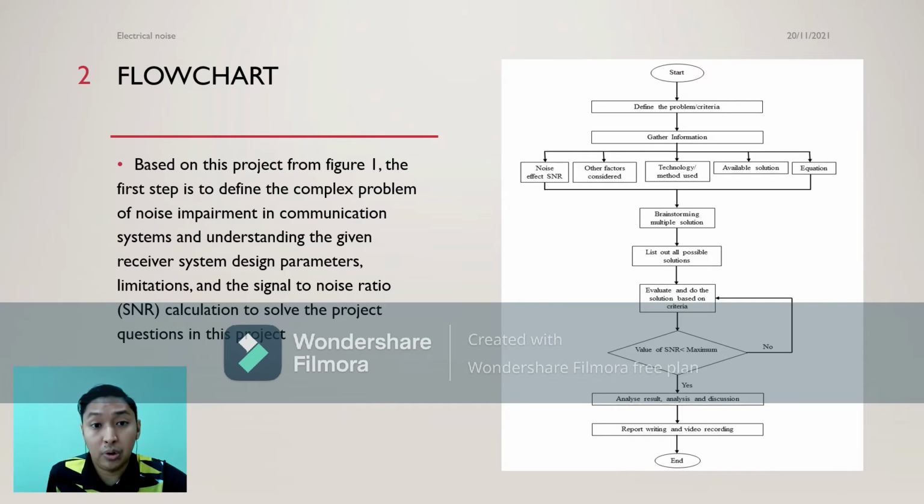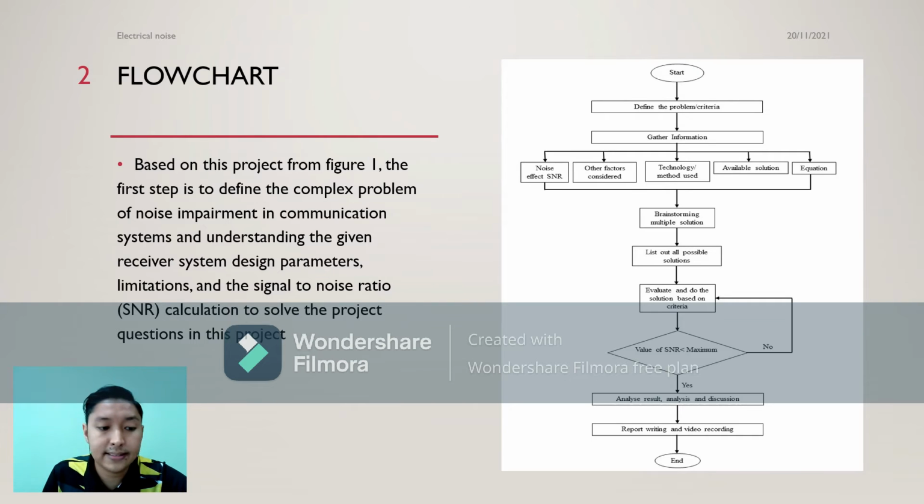After that, we will proceed to the brainstorming on multiple solutions. Either the technical or non-technical solution will be used to make the calculation for this project. And then all possible solutions such as temperature, filter, amplifier, modulation, and others will be listed before we proceed to the solutions. The next step is we will make a decision process to select the best solution.